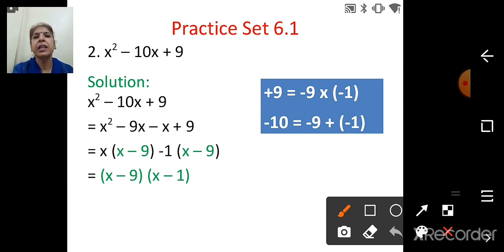Now, uncommon factors, and be very sure, children, there is no sign in between now. X minus 9 we have written, and another bracket is, here x is uncommon, here minus 1. It means the next bracket we have got is x minus 1. And when we will write, the factors are x minus 9, the whole bracket, another is x minus 1. And see, children, very clearly there is no sign in between the two brackets. So, factors are x minus 9, x minus 1.